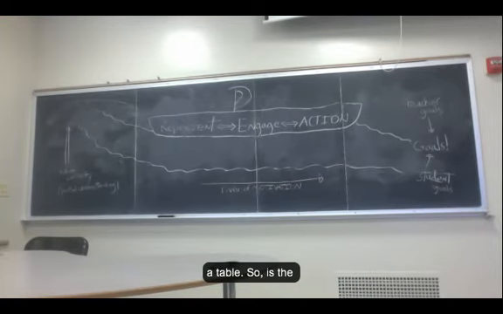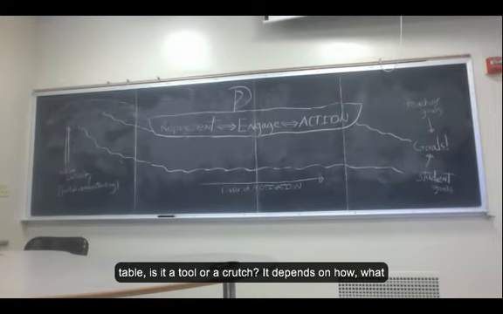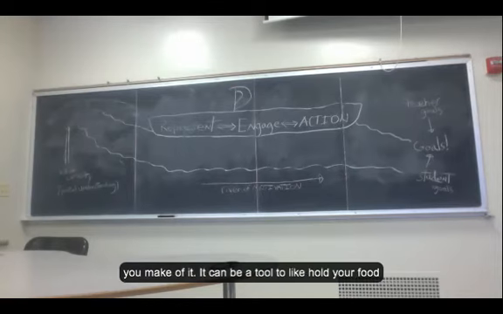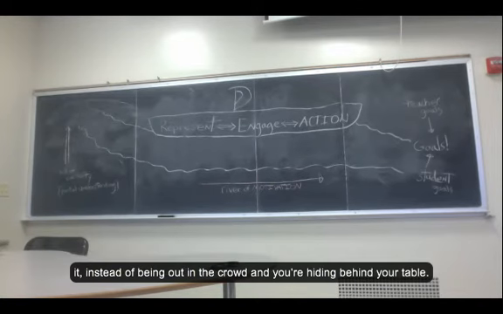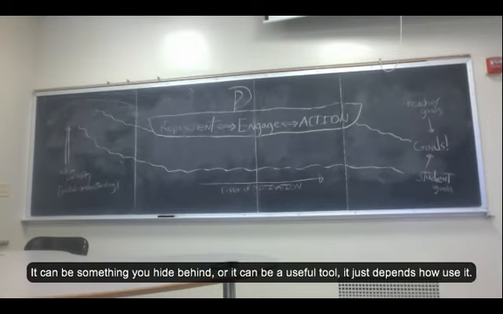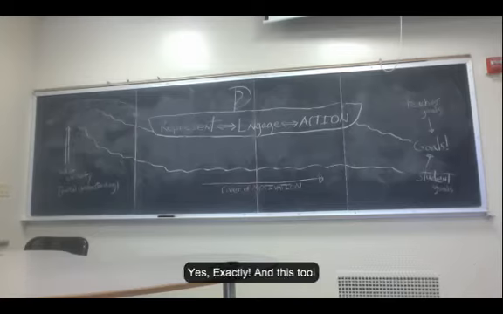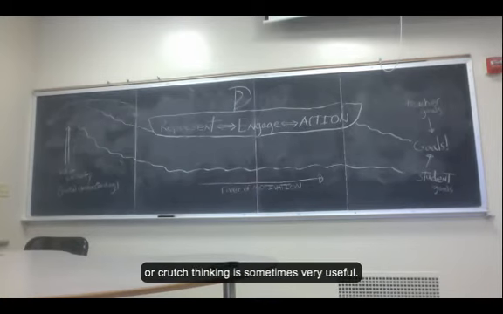So is the table a tool or a crutch? It depends on how or what you make of it. It can be a tool to hold your food so that you're not eating out of your lap, but it can also be a crutch if you're always hiding behind it instead of being out in the crowd. It can be something you hide behind, or it can be a useful tool. It just depends how you use it. Yes, exactly. And this tool or crutch thinking is sometimes very useful.